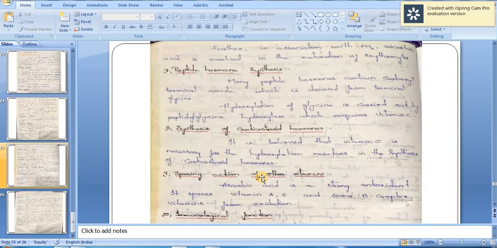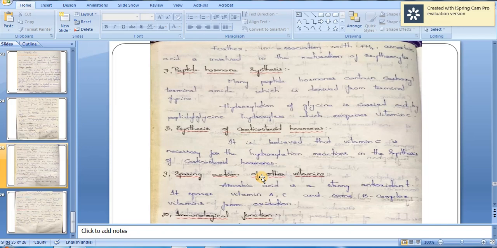Next, coming to the point, synthesis of corticosteroid hormones. The adrenal gland possesses high levels of ascorbic acid, particularly in periods of stress. It is believed that vitamin C is necessary for the hydroxylation reactions in the synthesis of corticosteroid hormones.